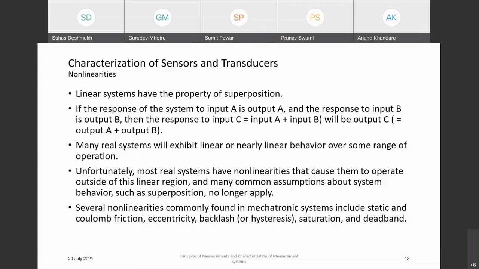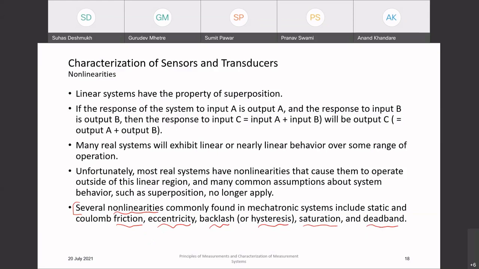And several non-linearities: why does non-linearity happen in non-linear systems? Basically, it is due to friction. That is one thing. Another is eccentricity in the mechanical system, then backlash in the mechanical system, then hysteresis. There is also the problem of saturation. Saturation somewhere will not show any kind of value, even though you are increasing the input. That is what is called saturation.